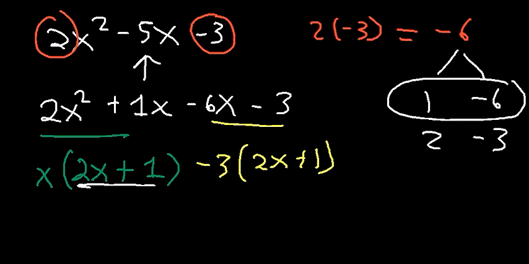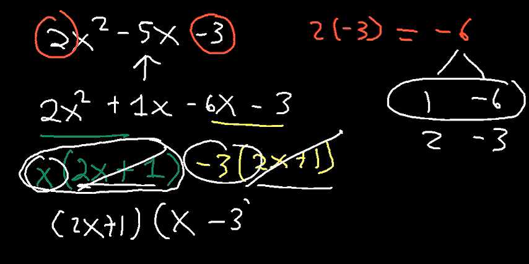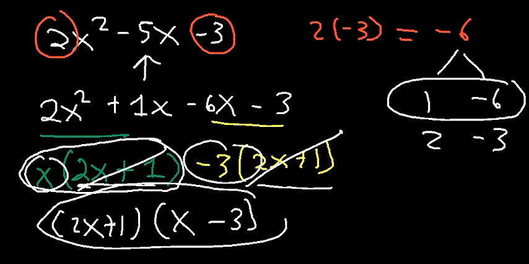If these two are the same, then you're on the right track. So we're going to factor out 2x plus 1. Now this whole thing is one term. If we take out the 2x plus 1, we're left with x, which goes here. And if we take out the 2x plus 1 from this term, we're left with negative 3, which goes here. And that's our answer, 2x plus 1 and x minus 3.